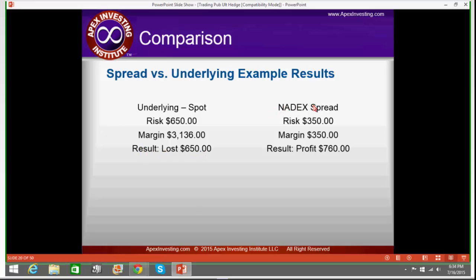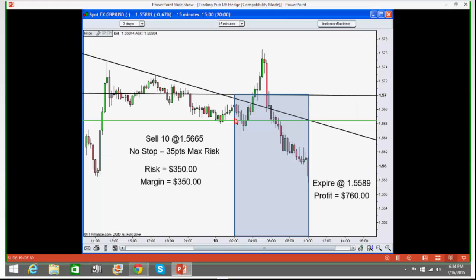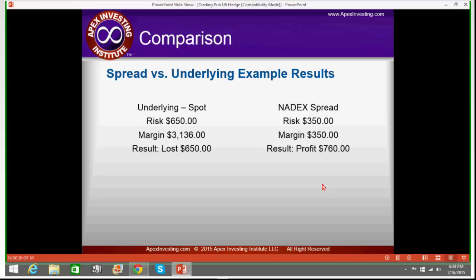With Nadex spreads, I got 10 Nadex spreads that equalized a spot contract there. I only risked 350 bucks. My margin was only 350 bucks. And because I was able to stay in that trade when it went against me and let it come back down, I was able to profit 760 bucks. Okay?